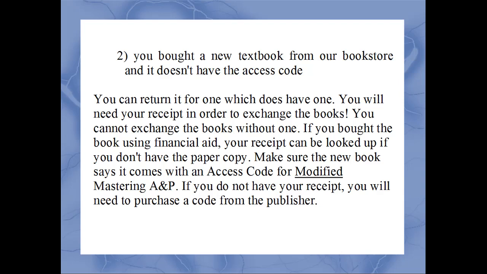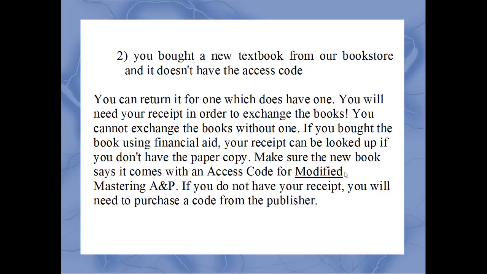If you bought the book using your financial aid, your receipt can be looked up through a database, even if you don't have your paper receipt. Make sure that when you're getting the new book, it says Modified Mastering A&P. If it doesn't have the word modified in it, then you're getting something different. So you must be using Modified Mastering A&P.